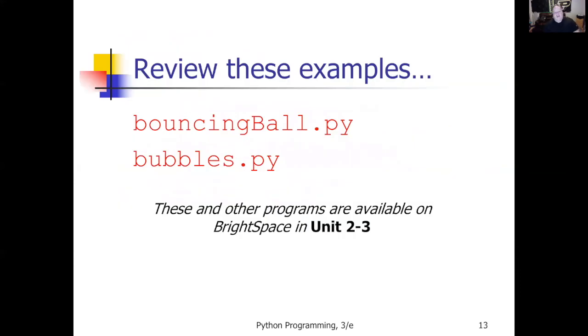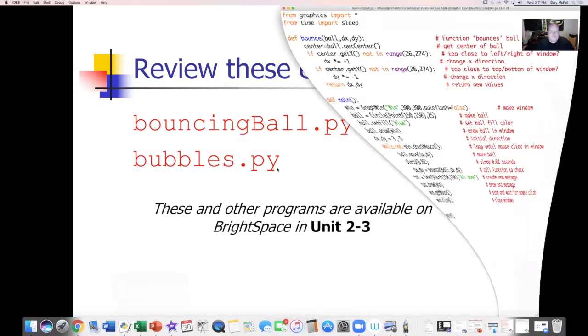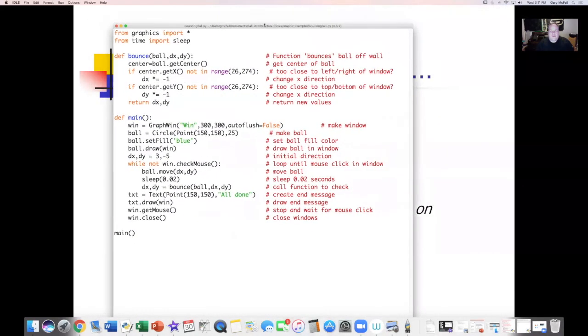All right, on Brightspace are some example programs, a bunch of them. One of them is called Bouncing Ball. Let's take a look at Bouncing Ball. And I'm going to jump over here very quickly to Bouncing Ball. Where is it? All right, let's take a look at Bouncing Ball. This is Bouncing Ball, and it's loaded on Brightspace already.